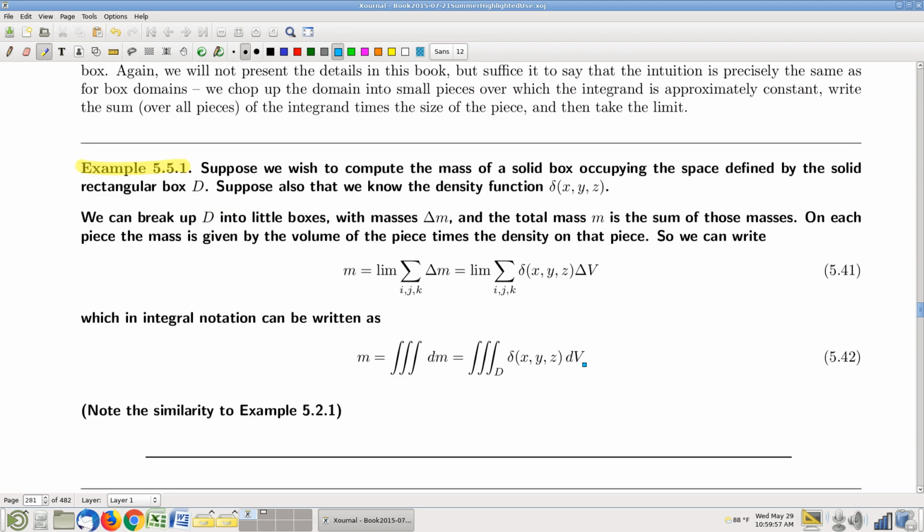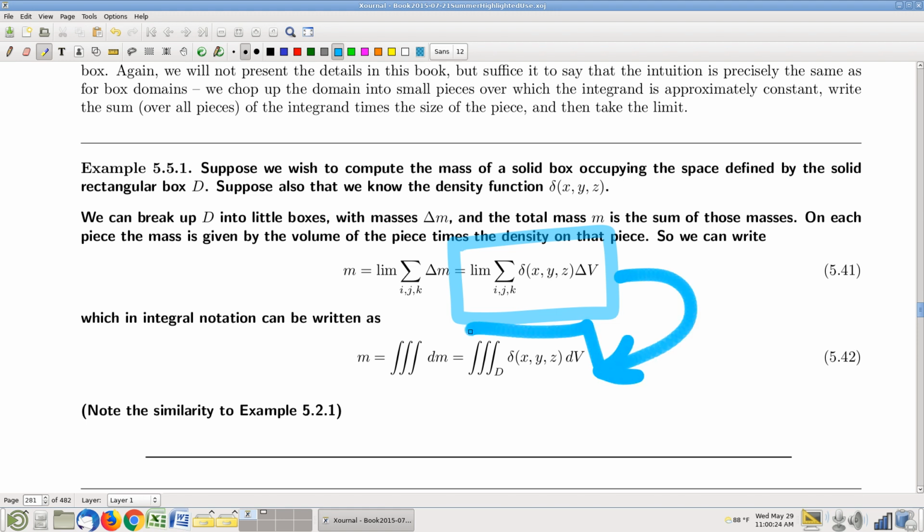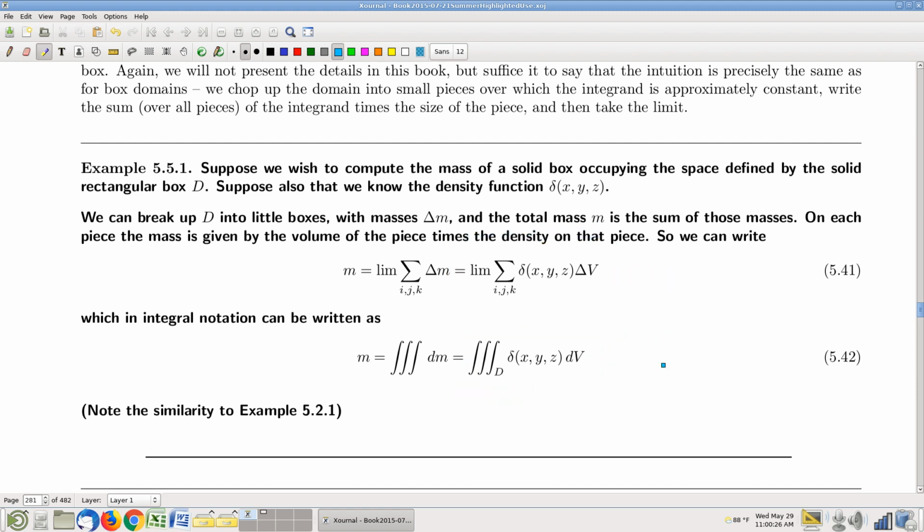First application. Suppose I want to compute the mass in a solid rectangular box. Well, the total mass is the sum of the individual pieces of mass that I get when I chop into a bunch of little teeny pieces. On each piece, mass is density times volume. Oh, hey, check it out. I have a Riemann sum that is exactly the definition that I made earlier on this page of an integral. And so I can compute this mass with a triple integral.